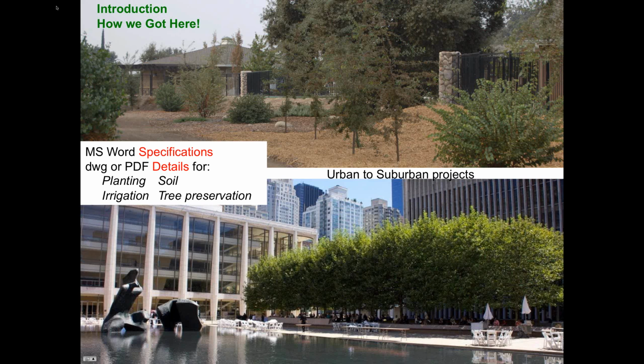These details are designed to cover the project range from very urban projects to suburban and park projects. So there's a full range of details. The one area that we do not cover is planting soils above roof structures, which is not covered at all in this specification.